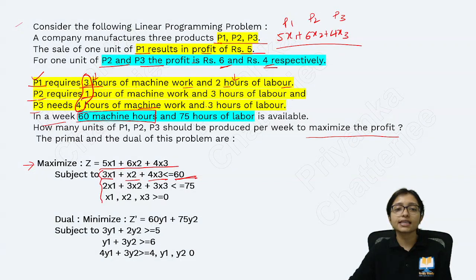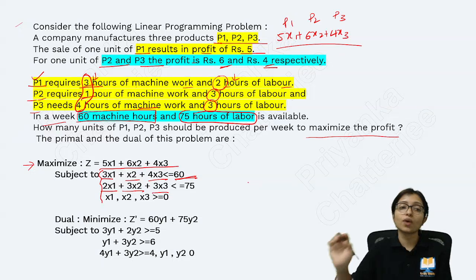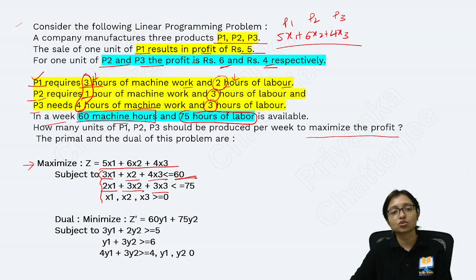After that, you can see the next constraint is 75 hours of labor. How can we do that? That is 2 hours, that is 2x1, plus 3 hours, that is 3x2, plus 3 hours, that is 3x3, less than or equal to 75. Why is this less than or equal to? Because you are getting the maximum time here.